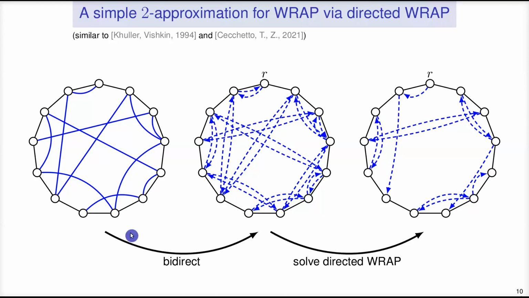Assume that's our instance here in the first picture. I don't show the weights or the costs, just to make the picture cleaner. What you can do is first bidirect each one of the links. So that link here becomes these 2 links over here, and each directed link gets the same cost as the link it stems from. Now we have a directed WRAP problem, and this we can solve optimally. That is our solution, the one we return.